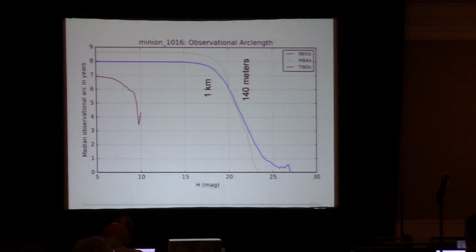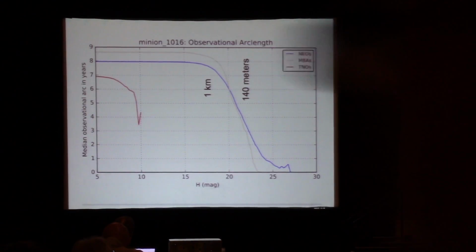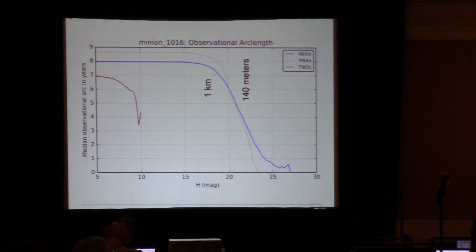Okay, so obviously we want to know the orbits well. Pay attention just to the blue line, which is the NEOs, and you can see that on the big side, on the left side of your plot, I know the orbits very well. Those are big objects, and they have a long observational arc.